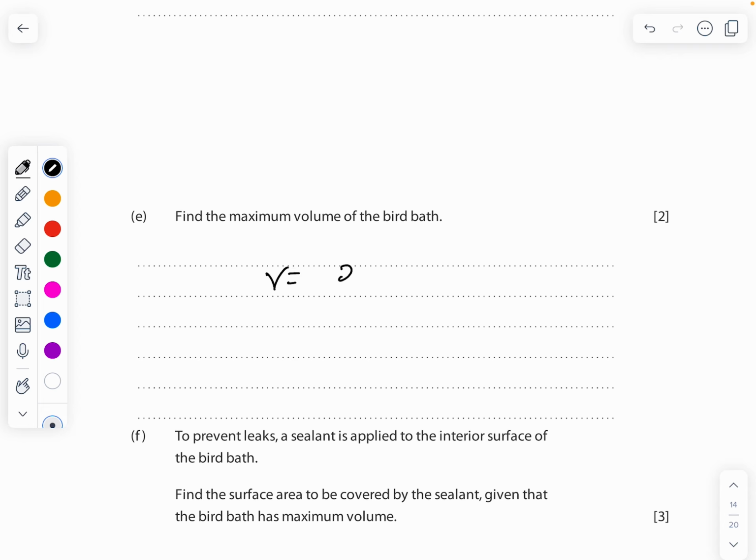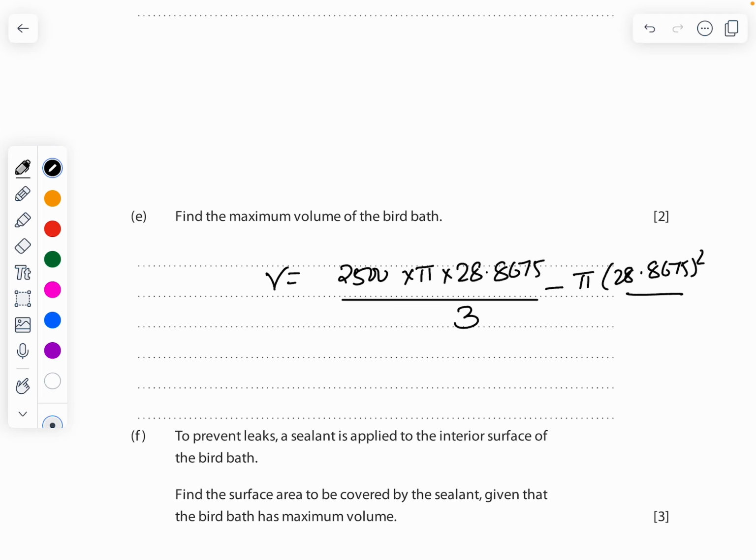So V equals 2500 times pi times 28.8675, you should take the full calculator display, divided by 3, minus pi times 28.8675 whole square divided by 3. Simplify that, you should be able to get the answer as 50,400 centimeter cube.